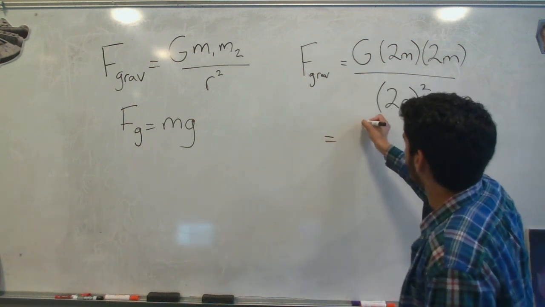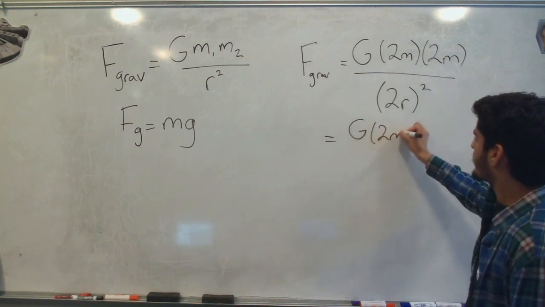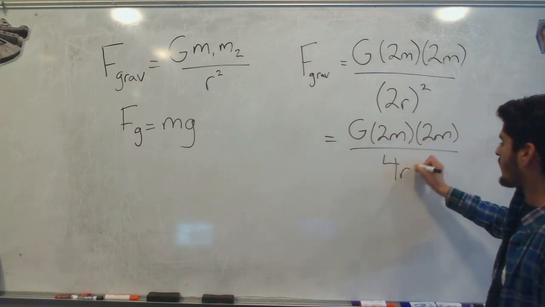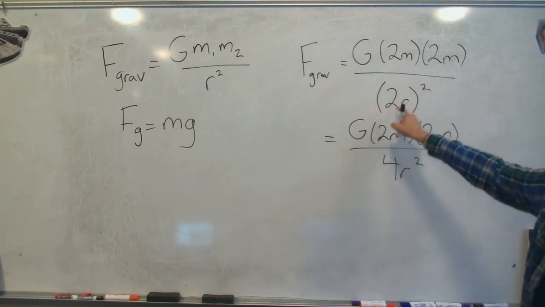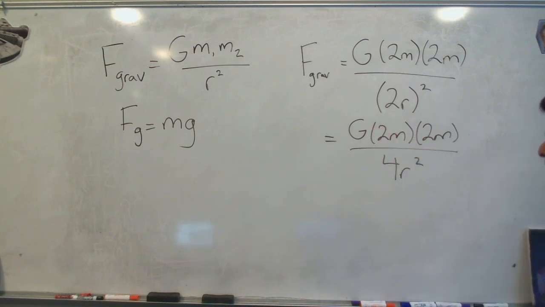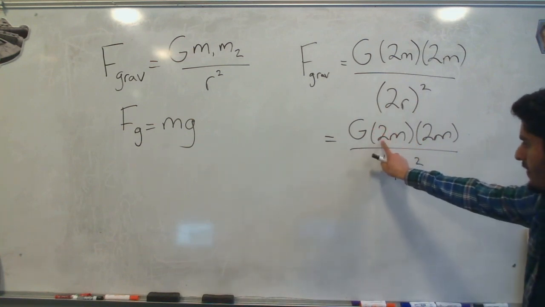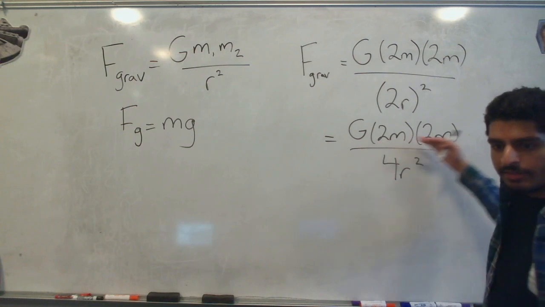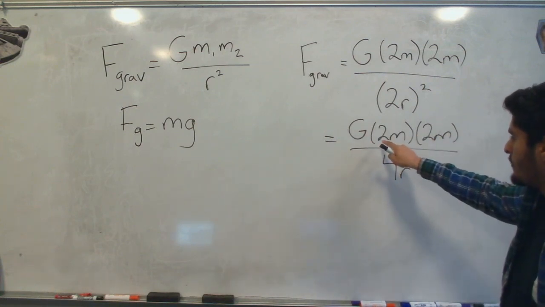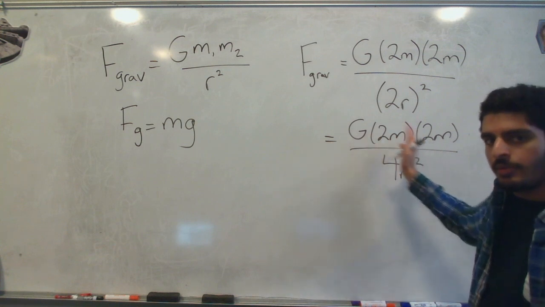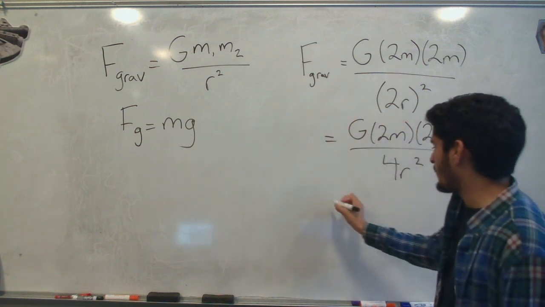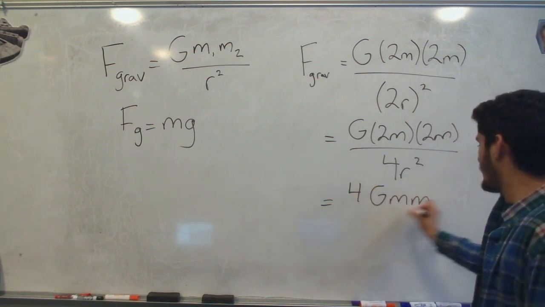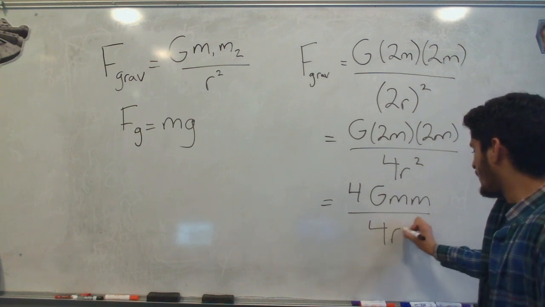So we're going to say this is G times 2m times 2m over 4r squared. We just pulled that square inside the parentheses, so it affects each term. Well, now what I can do is I see this is a factor of 2, and that's a factor of 2. And since this is algebra, we can just multiply straight across. I'm just going to multiply 2 times 2 and put it on the outside of this entire numerator. So it's going to be 4 times G m squared over 4r squared.